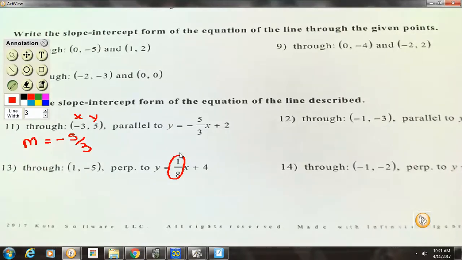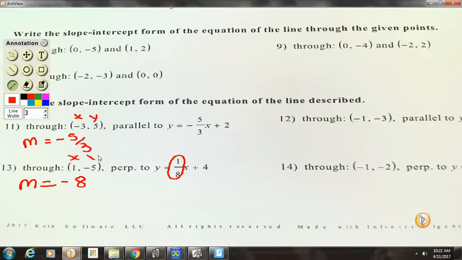Negative. Is it negative 1/8 or negative 8? Negative 8. So the reciprocal of 1/8 would be 8, and the opposite would make it negative. So negative 8. Is that okay with everyone? Okay. All right. So we know our slope now, and we have an x and a y.